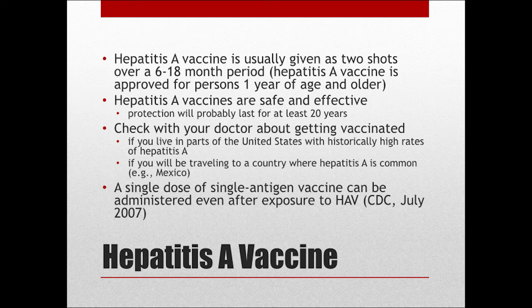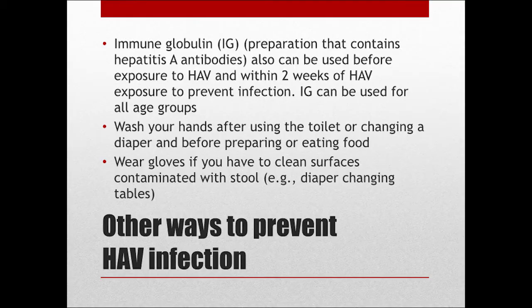If you have not been vaccinated, check with your doctor about getting it. We do have a slight chance of exposure to these diseases. There are some ways to prevent infection other than PPE, washing your hands, those kinds of things. One is that an immune globulin preparation that contains Hep A antibodies can be used before, if you know you're going to be exposed, for sure, and within 2 weeks of exposure to prevent infection. There's also a particular kind of vaccine that can be administered after exposure, up to 2 weeks after exposure. Once again, better not to be exposed.